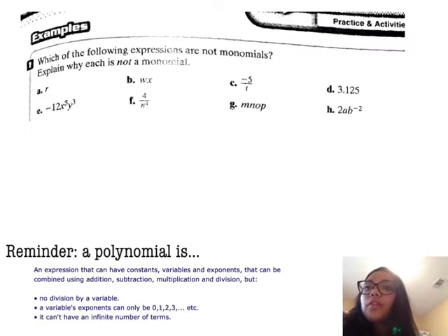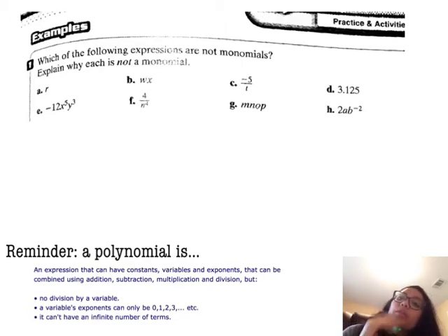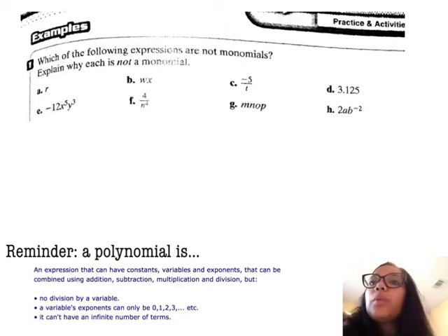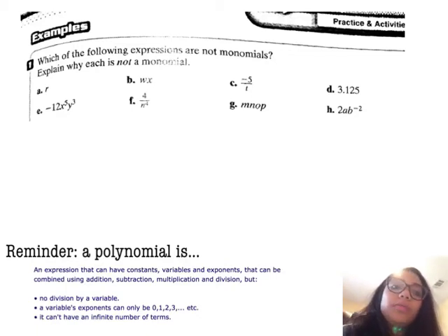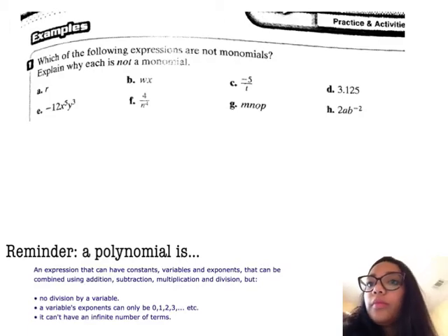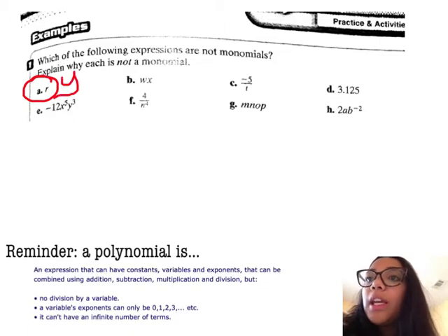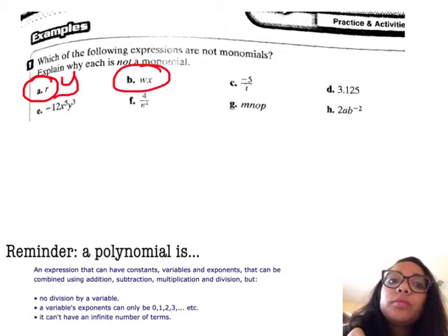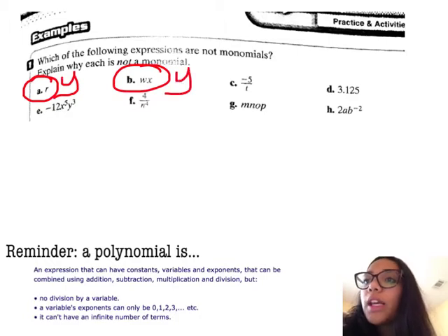So, which of the following expressions are not monomials? Explain why each is not a monomial. A monomial is a polynomial with one term. Here we go. And this is what a polynomial is. Just a reminder, this should be written in your notebook. So I want you to go ahead. Which of the following expressions are not monomials? Well, is A a monomial? Yes. A is a monomial. Is B a monomial? Yes. B is a monomial.